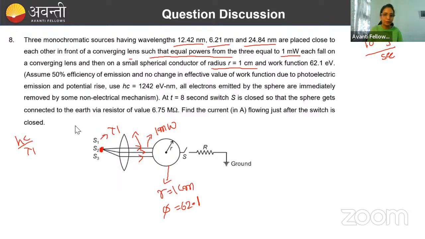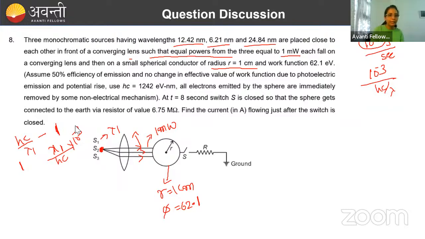How much total energy is falling? 10 to the power minus 3. So how much number of photon of first light is falling? If this much energy, then one photon. If 1 joule energy, it means how many photons? 1 by hc by lambda 1. So if this much energy, how many photon? This into 10 to the power minus 3 karoge aap. Yani ki total energy falling is this one. And if you have to calculate the number of photon, how you will calculate that? You will simply divide that by the energy of light, energy of one photon.